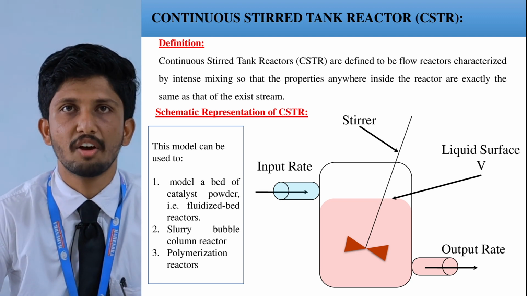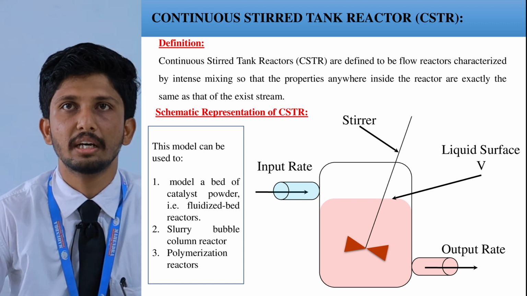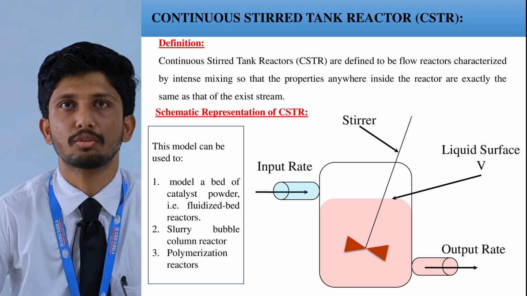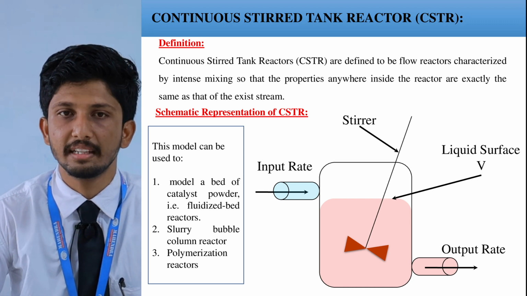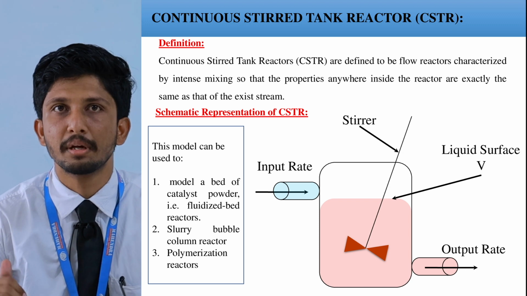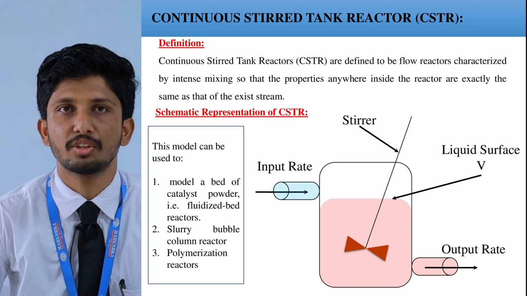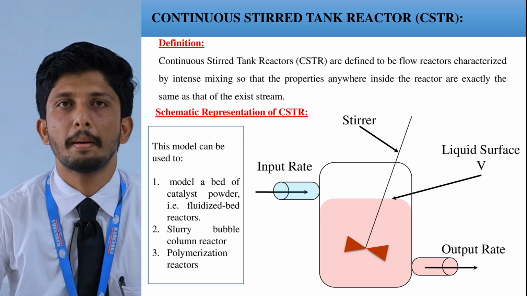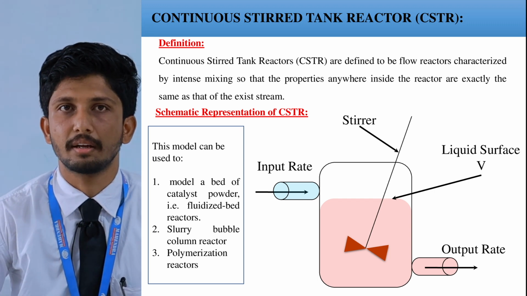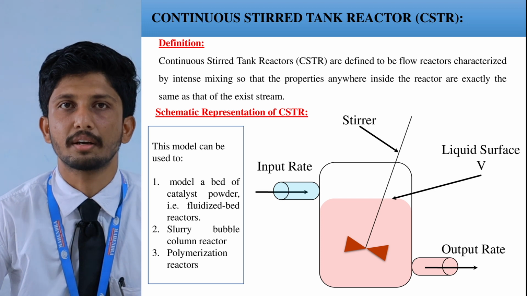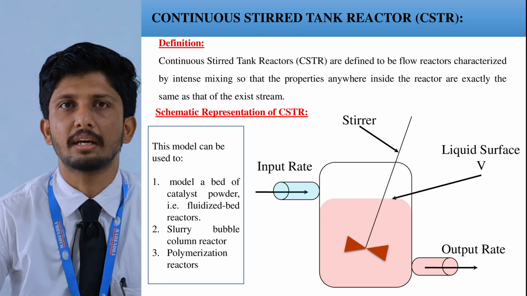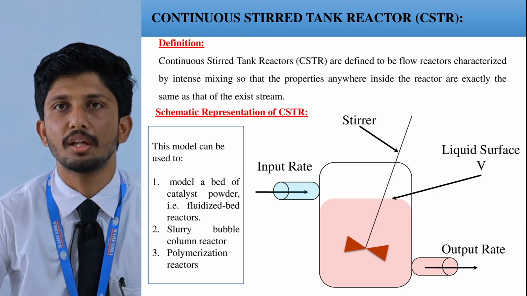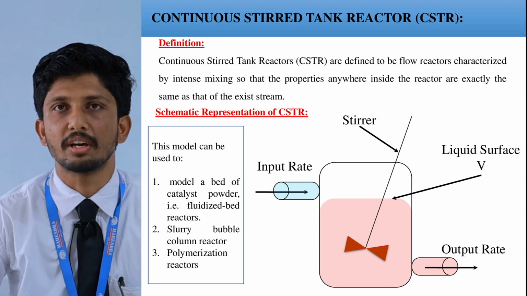CSTR is a category of continuous reactor characterized by mixing, so that the properties anywhere inside the reactor are exactly the same as those of the exhaust stream. The model can be used for packed bed catalytic reactors, fluidized bed reactors, slurry bubble column reactors and polymerization reactors. The schematic illustration of CSTR is given in this figure.